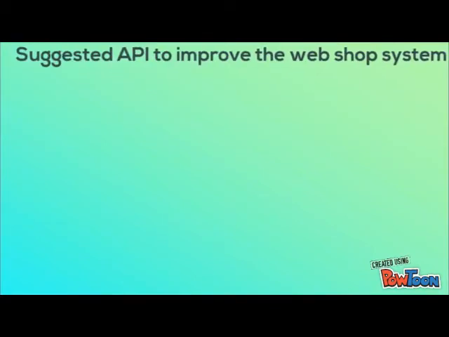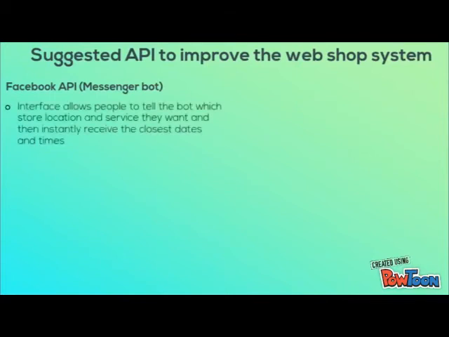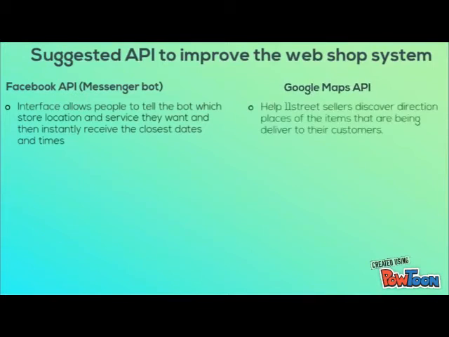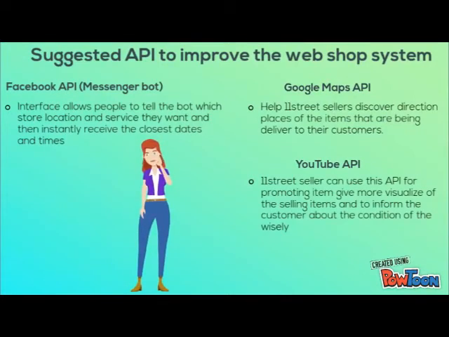These are some suggestions to improve this website's performance. Facebook Messenger API for an easy conversational interface between user and seller. Google Maps API, so the user can locate their item during the delivery process. YouTube API allows the seller to promote their item and give more visualized information to the customer.